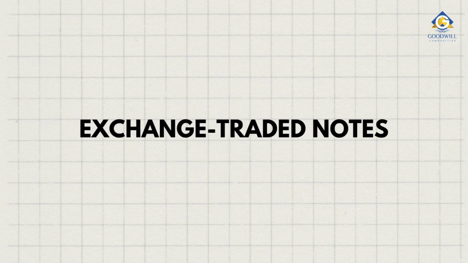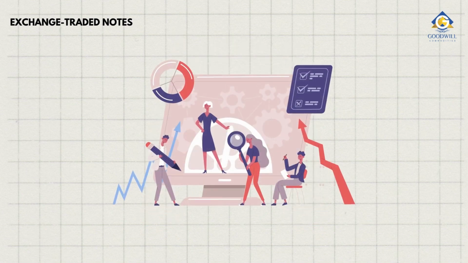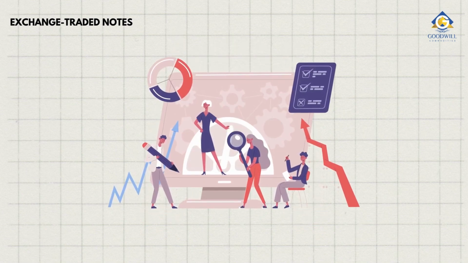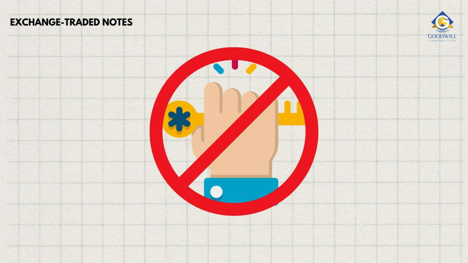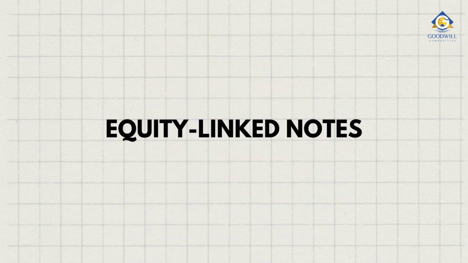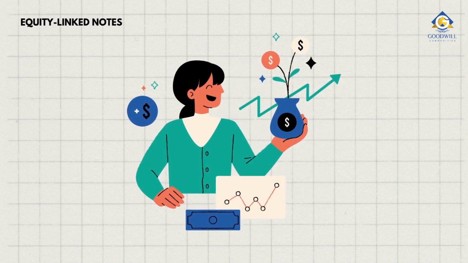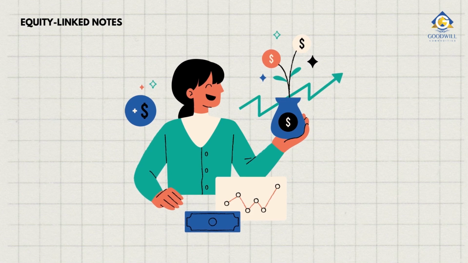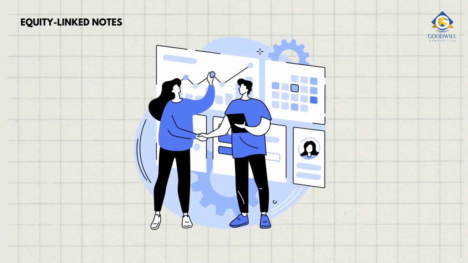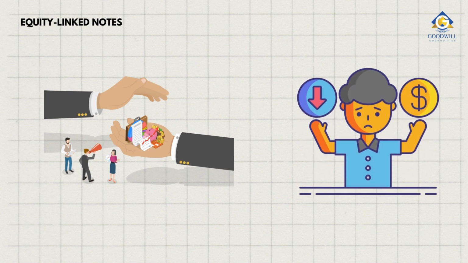Exchange-traded notes. ETNs are debt instruments that promise a return linked to the performance of a specific underlying asset or index. They don't have an ownership stake, but track the asset's value. Equity-linked notes. ELNs are structured notes that offer investors a return based on the performance of one or more stocks. They can be customized with various features, such as principal protection or a minimum return.